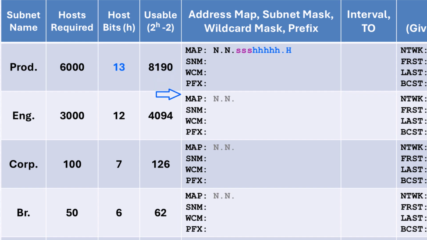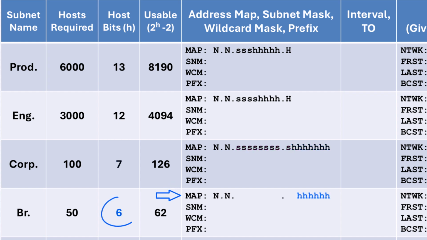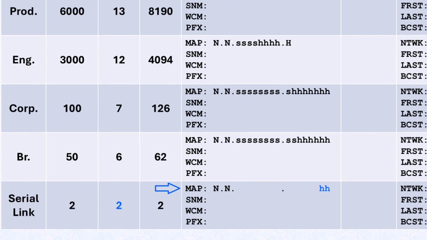We'll do the same for the engineering subnet address map. Record 12 host bits and backfill with 4 subnet bits. For the corporate subnet, record 7 host bits and backfill with 9 subnet bits. Repeat the process for the branch office subnet. 6 host bits and backfill with 10 subnet bits. And finally, for the address map of the serial link as well. Record 2 host bits and backfill with 14 subnet bits. This allows us to account for a total of 32 bits.